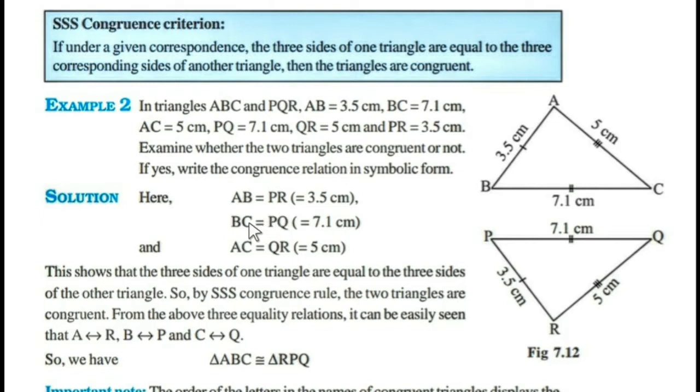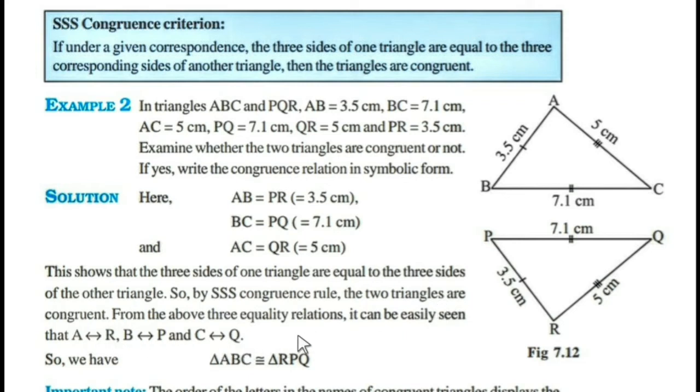Now what we can see here: AB equal to PR equal to 3.5 cm. These two lines have the same length. BC equal to PQ equal to 7.1 cm. AC equal to QR equal to 5 cm. This shows that the three sides of one triangle are equal to the three sides of the other triangle. So by the SSS congruence rule, the two triangles are congruent.